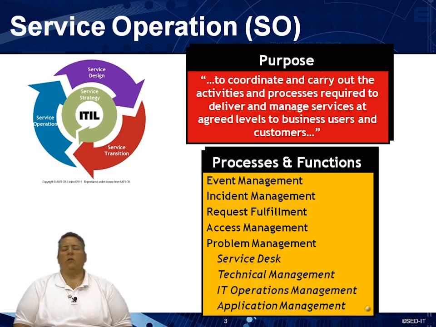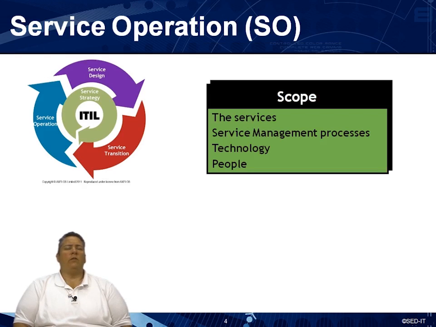We also have the 4 functions. We've talked about them in prior videos, but we've put them in this diagram as well so that you do not forget them. We have the service desk, technical management, IT operations management, and application management. So those are my 5 processes and the 4 functions. Do not forget that IT operations has 2 sub-functions included: IT ops control and facilities. The scope of service operation is rather broad. It's the services, the service management processes, the technology, as well as the people. So there's not much that service operation does not touch. We are a very broad life cycle phase, and we're there to manage and support every element.